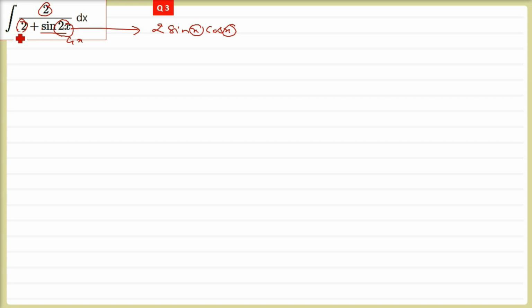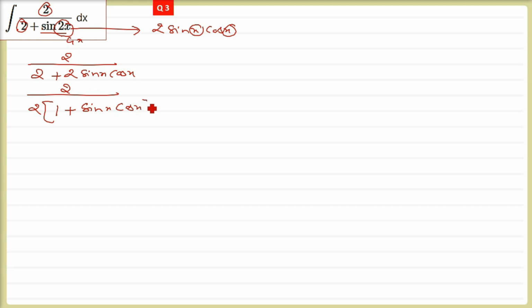So 2 can be cancelled from numerator and denominator. So 2 plus sin 2x can be written as 2 plus 2 sin x cos x. Now you can take this 2 common from the denominator because you already have a 2 in the numerator, so that they can be cancelled. So when you take the 2 outside, it is 1 plus sin x cos x. The 2 gets cancelled, and the integration will become 1 by 1 plus sin x cos x.